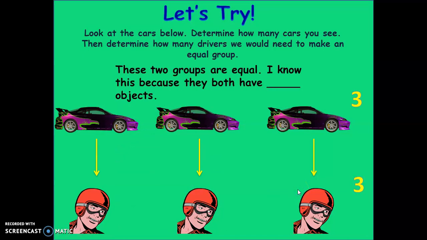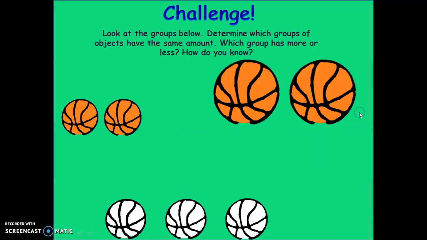So let's put this in our sentence frame. These 2 groups are equal. I know this because they both have 3 objects. Again, we have 3 cars and we have 3 drivers. 3 and 3 are the same. They make an equal group.